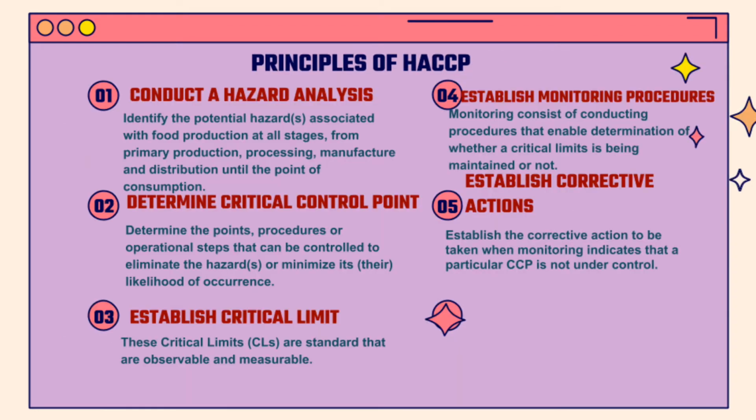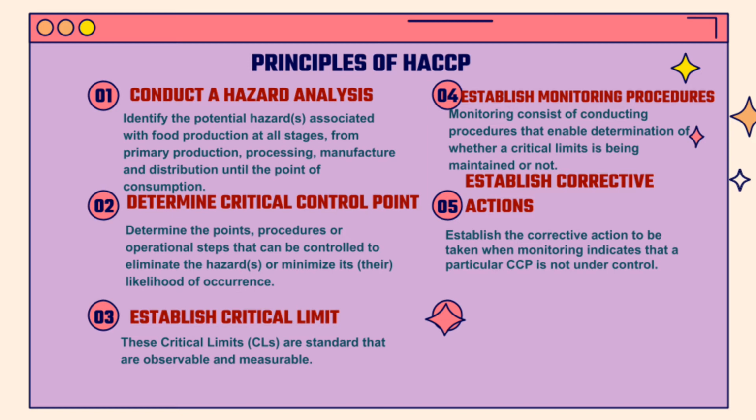Principle 1. Conduct a hazard analysis. Identify the potential hazards associated with food production at all stages, from primary production, processing, manufacture, and distribution until the point of consumption. Principle 2. Determine critical control points. By determining the points, procedures, or operational steps, we can control the hazard or minimize its likelihood of occurrence.